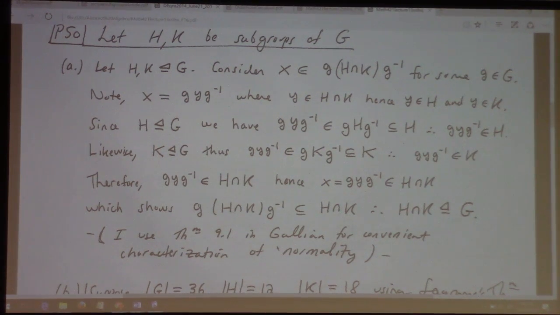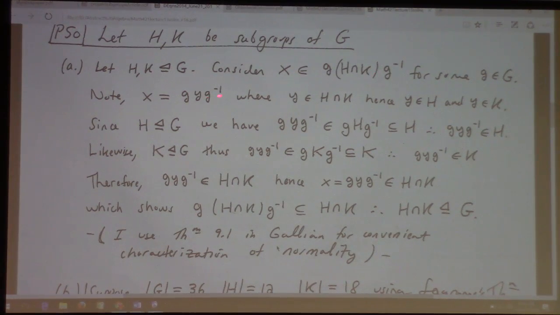Here we have normal subgroups. And I'm trying to prove something. What was I trying to prove? That the intersection is a normal subgroup once more. So what I do is I pick something in the conjugation of the intersection. My goal is to show that that's again an element of H intersect K. To show that is to show that the conjugation of H intersect K by something in G is a subset of H intersect K, which is to prove, in fact, that it's normal using theorem 9.1 in Gallian. And so that's what I do here.